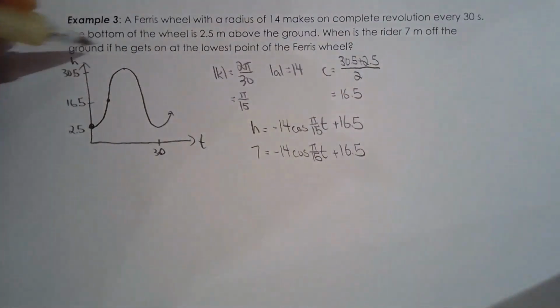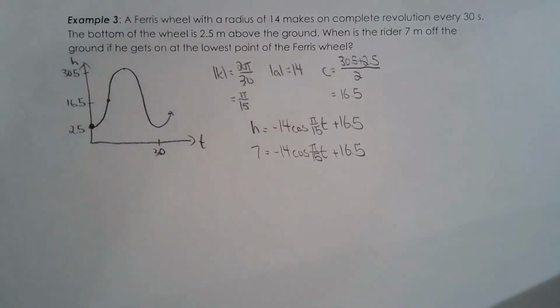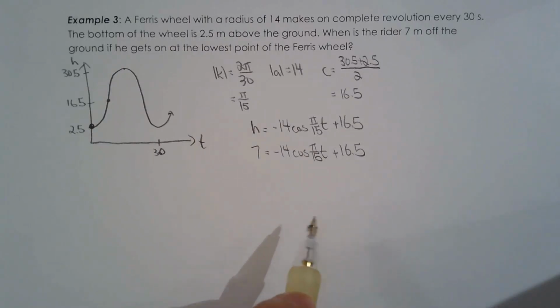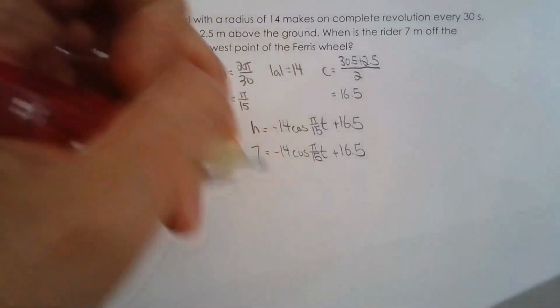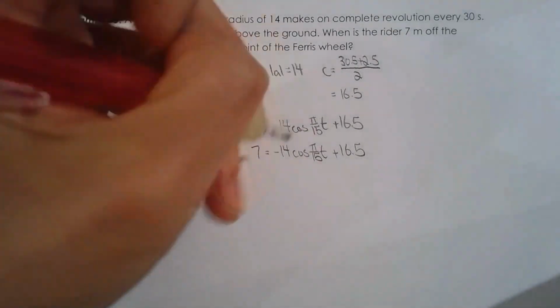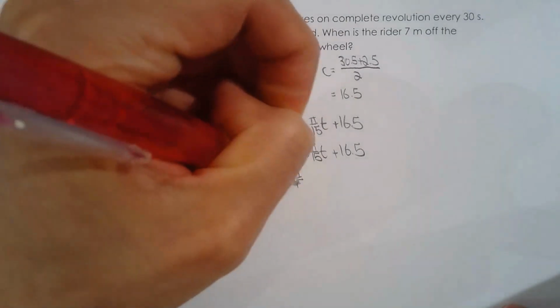So usually we will word the question something like, when is he 7 meters off the ground on the 3rd revolution? Or if he's on the ride for 7 minutes, when is he 7 meters off the ground? Okay, but doing what I'm doing is the hardest, I would say. You get all the answers and then you reject the ones based on the restricted domain. Okay, so 7 minus 16.5 divided by 14. So we're looking at 19 over 28 equals cos of pi over 15t.